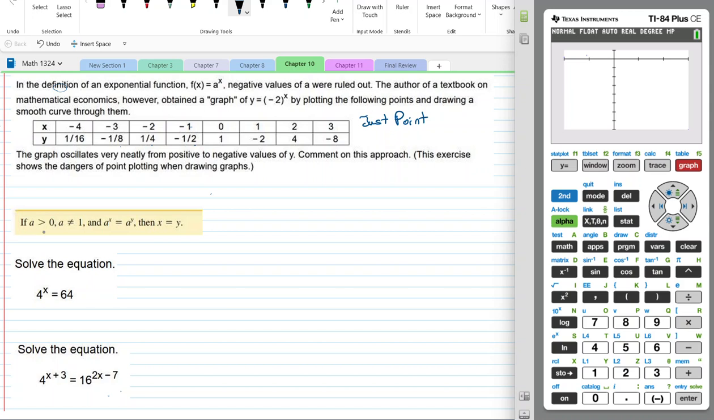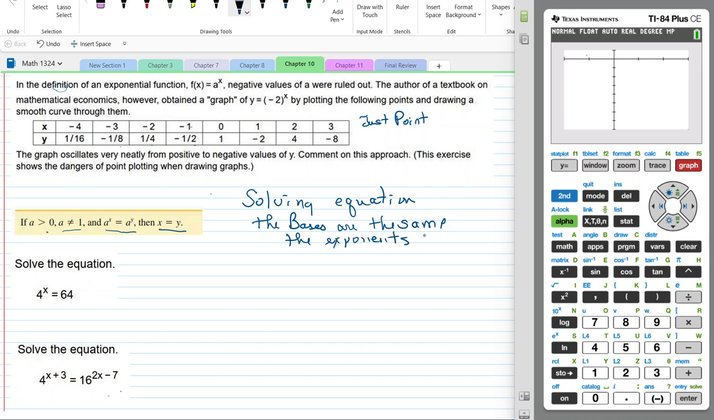If a is greater than 0, a cannot equal 1, and a to the x equals a to the y, then x equals y. So now we're talking about solving equations. So what this says, if the bases are the same, then the exponents must be equal. So we can find a relationship between exponentials.